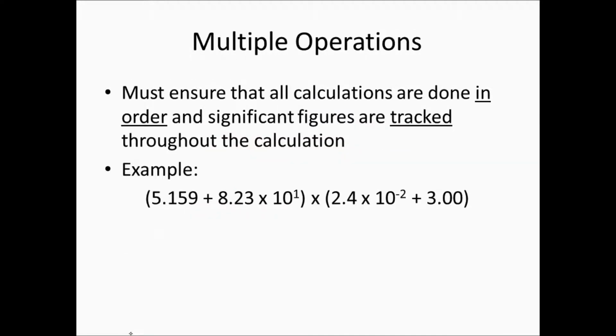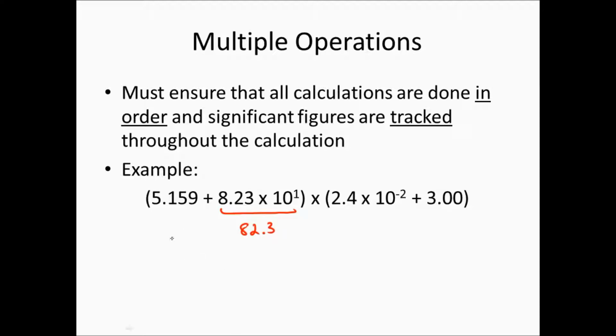Let's do an example that involves multiple operations. As I mentioned a bit before, we need to ensure in this case that all calculations are done in order of the usual rules of order of operations, and that we track our significant figures throughout the calculation. So what we tend to do here, and I'll explain how we do this, is convert everything back to decimal form. So this number is 8.23 times 10 to the 1, or 82.3.